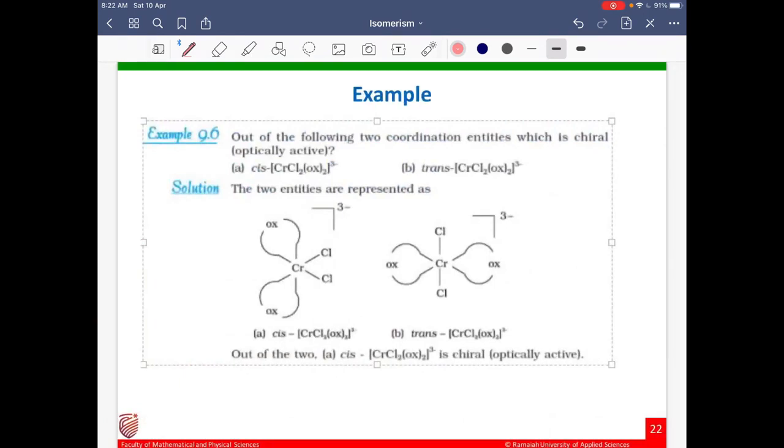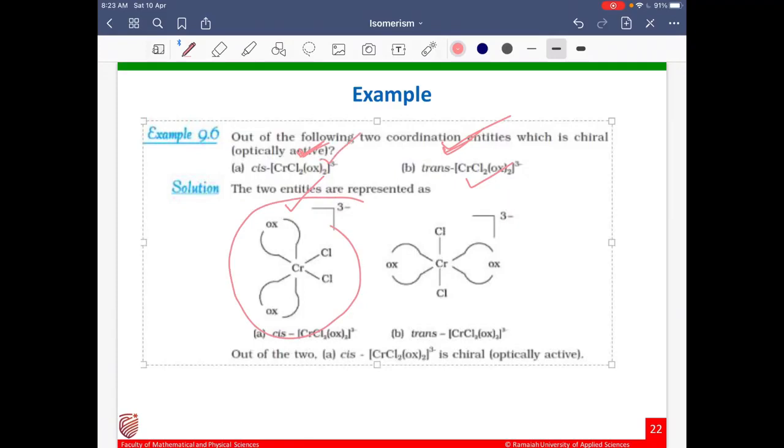Examples. Out of the following two coordination entities, which is chiral, that is optically active? First structure, CrCl2(ox)2 3-, then trans. So we have to check whether these compounds, whether these isomers are optical isomers, whether each of these geometrical isomers shows optical isomerism or not.